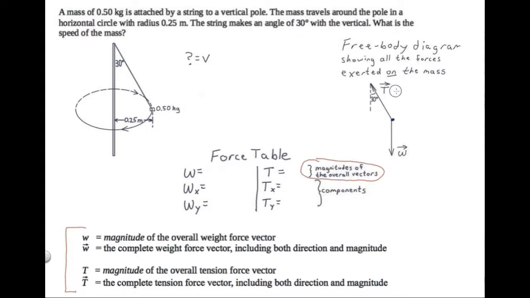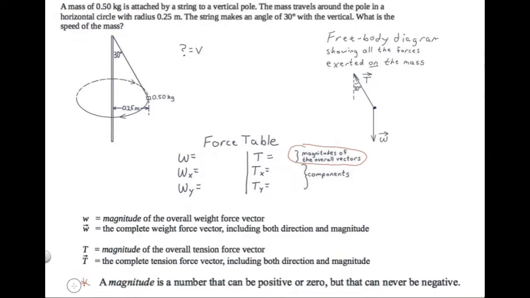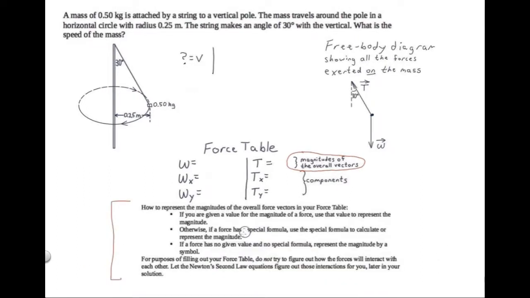On the other hand, in our free body diagram, we wrote the W and the T with arrows on top because the purpose of the free body diagram is to indicate the directions of those vectors. You should know that a magnitude is a number that can be positive or zero, but that can never be negative. Here's a general three-step method for how to represent the magnitudes of the overall force vectors in the first row of our force table.